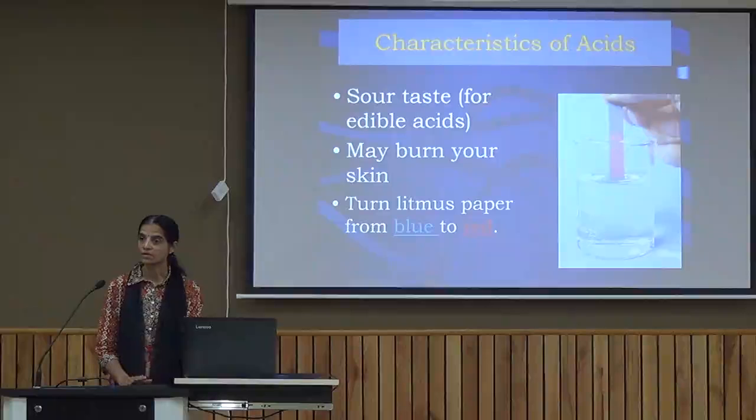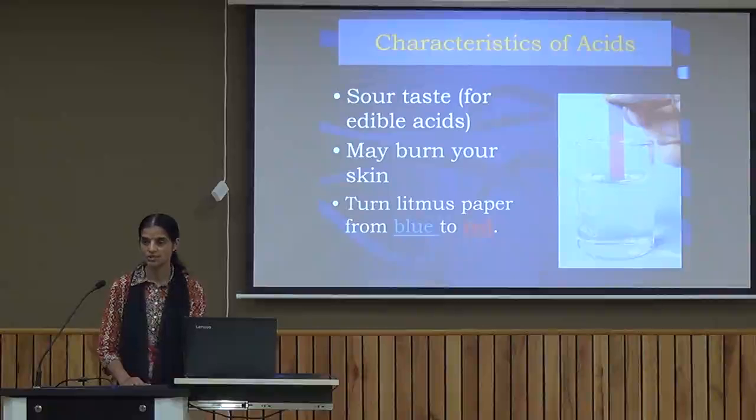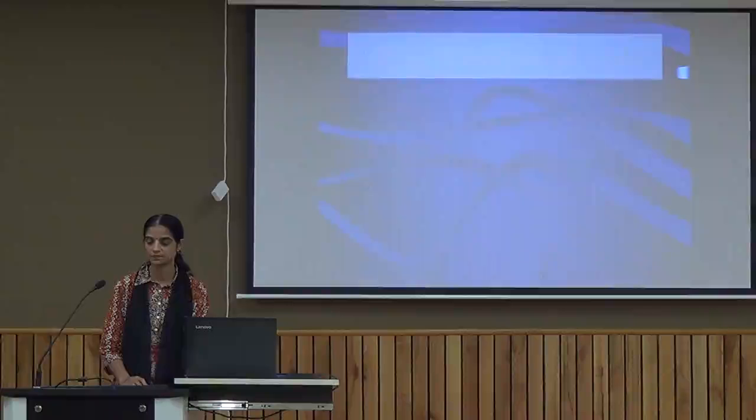Now, another important precaution to be taken while handling acid: acids may burn your skin. So we can say acids are corrosive in nature. They have a corrosive action on skin. Then they turn blue litmus red. Now the question comes here, what is litmus? Litmus is an indicator which we use for identifying acids and bases. We will come across these indicators later in the chapter.